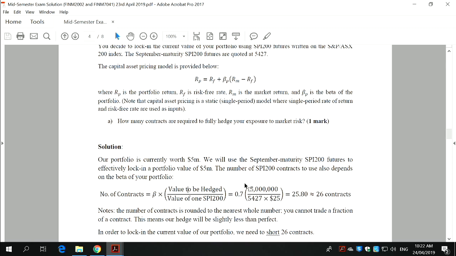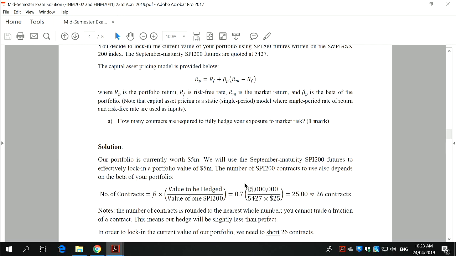What kind of position? Long or short? It's quite obvious, right? Long or short? What do you think? You did your mid-semester test, right? Yes. Long or short? You're worried the market will decline, and you have this futures contract. Should you go long or short?